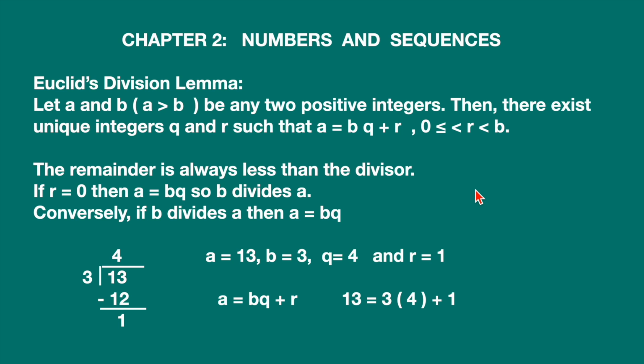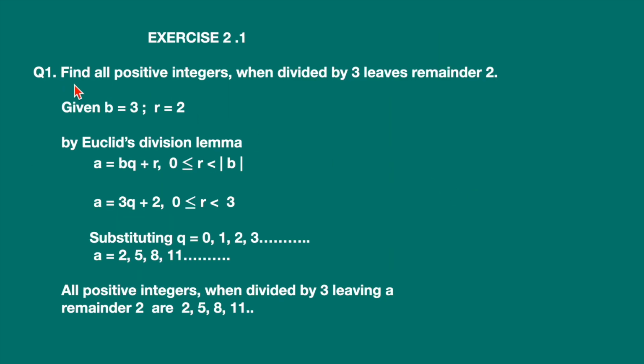Okay. Let's go to the first sum. Find all positive integers which, when divided by 3, leave remainder 2. Here they have given us the divisor. It is divided by 3, so b is equal to 3. The remainder r also they have given, 2. They are asking us to find all positive integers which are divided by 3. What it means? We have to find all the values of a, because a only is divided by 3.